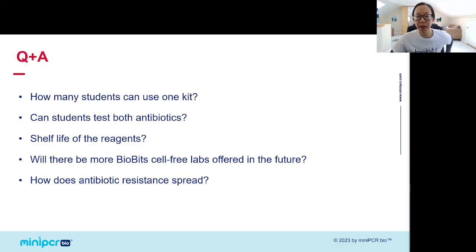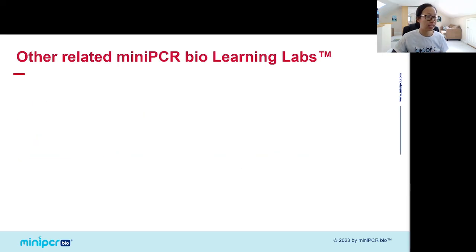And finally, someone asked, how does antibiotic resistance spread? As I mentioned at the beginning of my talk, the rampant spread of antibiotic resistance has been largely due to misuse of antibiotics. And again, this lab does not cover the spread of antibiotic resistance. This lab covers the mechanisms, or the specific ways of how it works. But if you are interested in covering this topic, we do have other labs that cover this idea.